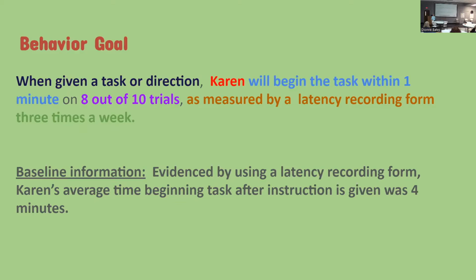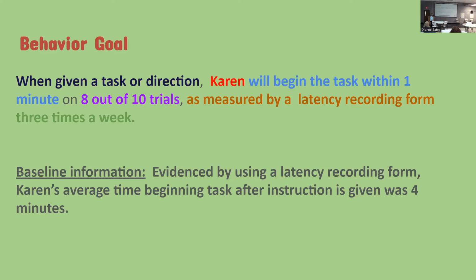And those are some things that we know happen every day with our kids. So if we give Karen a task or direction, we want her to begin the task within 1 minute on 8 out of 10 trials, as measured by a latency recording form 3 times a week. We've already decided how we're going to record it, right? We've got a plan. We're going to use a latency recording. We're going to watch Karen. We're going to give her a prompt or a task or some directions, and we're going to wait and see how long it takes Karen to get started on her task or her work, right?